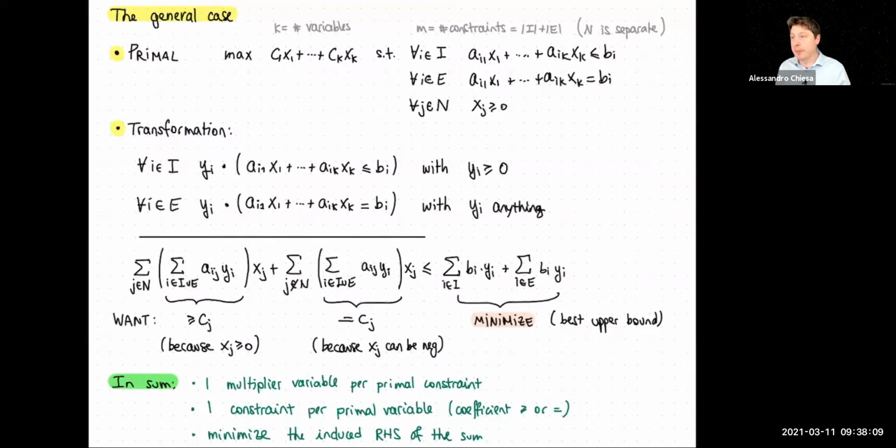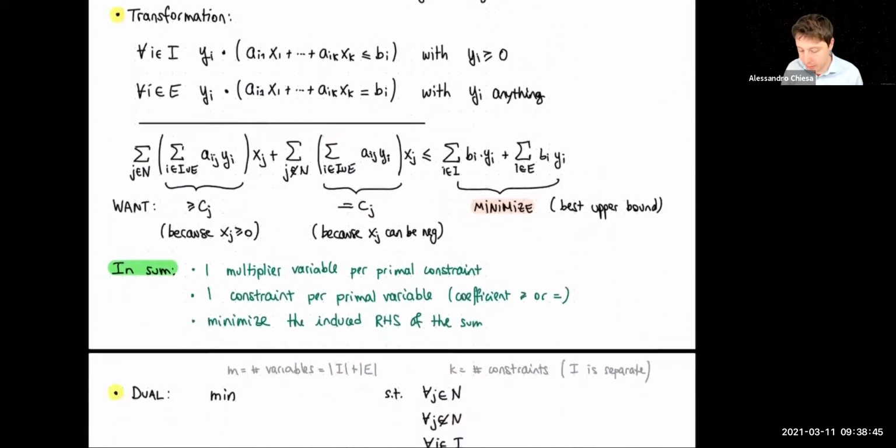And like before, we want to get the best upper bound, so we're going to want to minimize over the variables y subject to certain constraints. Okay? So now we're about to write the linear program. Let me just summarize. What we've done is one multiplier variable per primal constraint, there and there. One constraint per primal variable. Here is the constraint, right? And then we want to minimize the induced right-hand side of the sum, this one, right? So we're going to do it now.